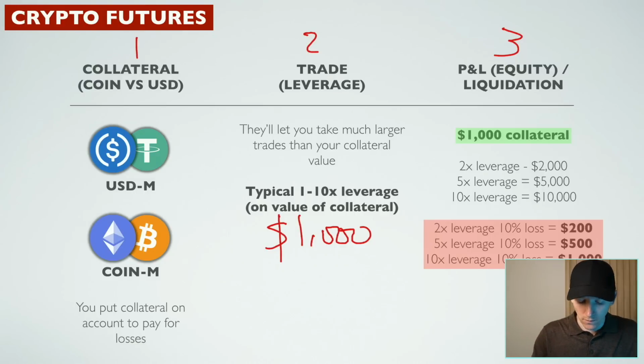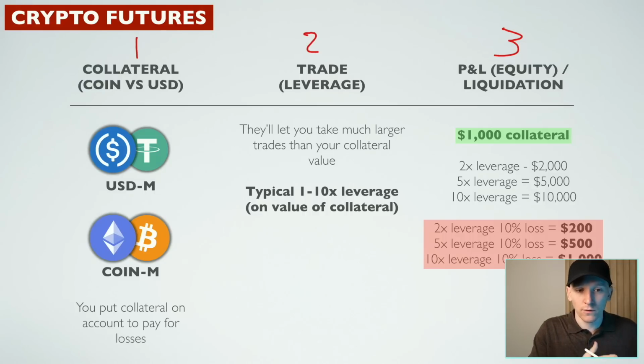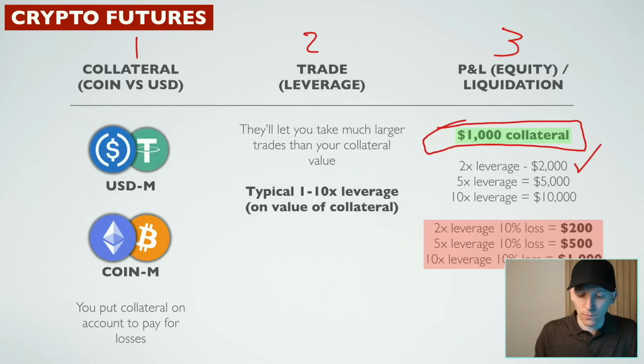So looking at leverage, you don't have to use leverage when trading futures. You can just cash fund your trades. You can use a small amount of leverage, you can use a large amount of leverage, but the larger the leverage goes in relation to your cash, the more volatile it is in relation to the amount of cash you have there. So with 2x leverage on $1,000 collateral, you can open up a $2,000 trade size. 5x is 5,000, 10x is 10,000, right?